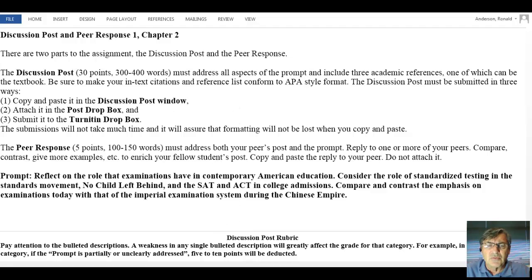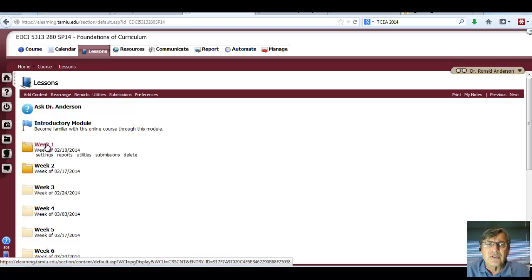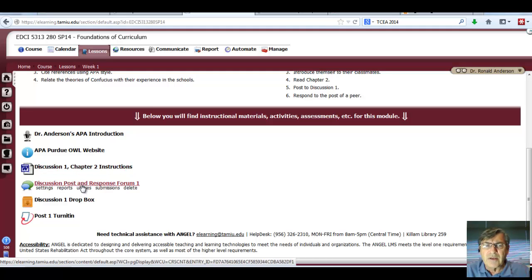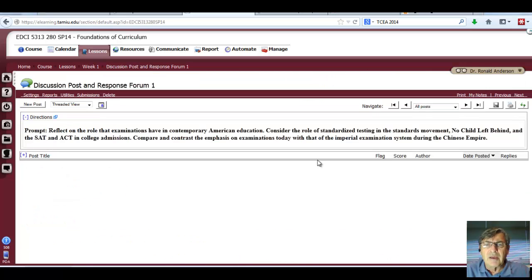Now let's go to Angel and let's go into week 1. And as we go into week 1, we will see that we have the discussion 1, chapter 2 instructions, which is the sheet we were just looking at. Then you have the discussion post and response forum 1. That's where you're going to cut and paste in there. And here's the prompt at the top. It doesn't have all the information as far as word length and so forth. You'll get that from the instructions, and that's why you look at the instructions.